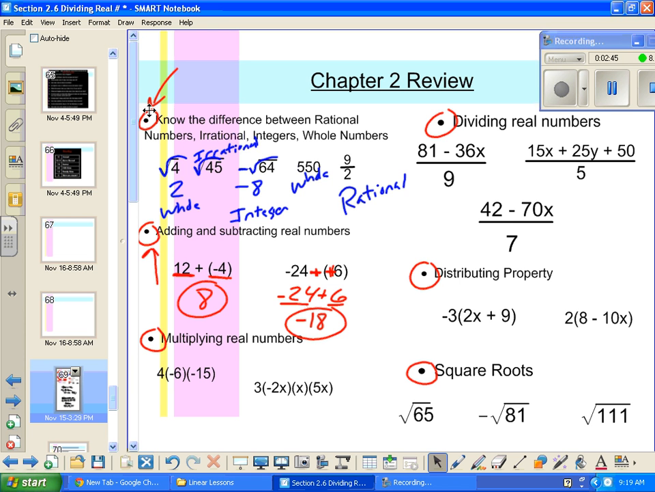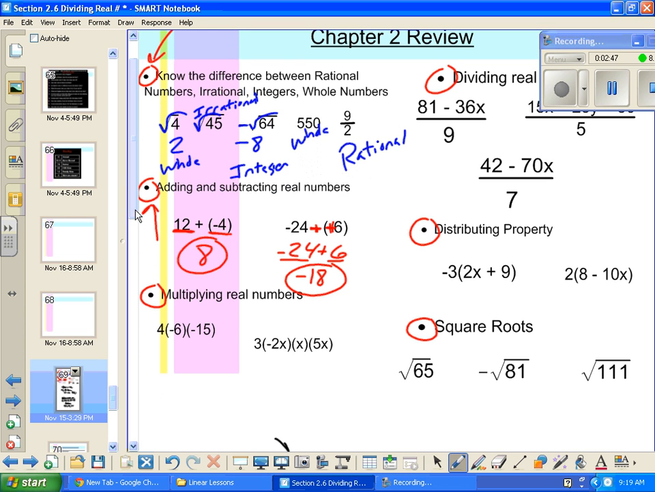When we were multiplying real numbers, the third bullet here, we had a little different strategies, but those we can still also talk about too. Also during this test tomorrow, which will be nice for the students, they will be able to use their notes.